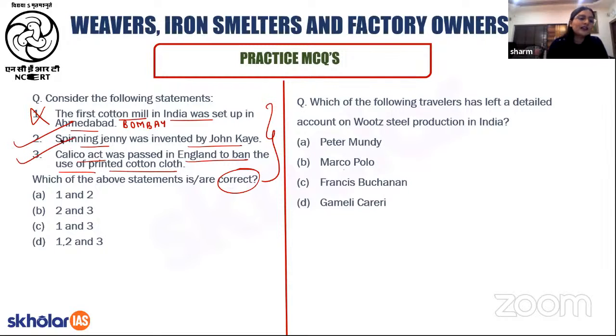This again is going to be a correct statement, students, because मैंने आपको बताया था कि Calico Act ब्रिटेन के अंदर पास की गई थी. ये एक लेजिस्लेशन था जिसके द्वारा जो कॉटन क्लॉथ इंडिया से आ रहा था उसको बैन कर दिया गया था, जिससे कि इंग्लैंड का डोमेस्टिक मार्केट, टेक्सटाइल मार्केट सेफ रहे इंडिया से कंपटीशन के चलते. All right, so we can see that only the second and third statements here are correct, and therefore our final answer for this particular question will be option B.